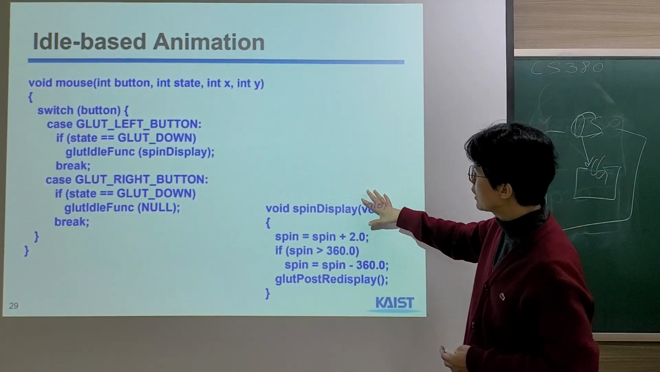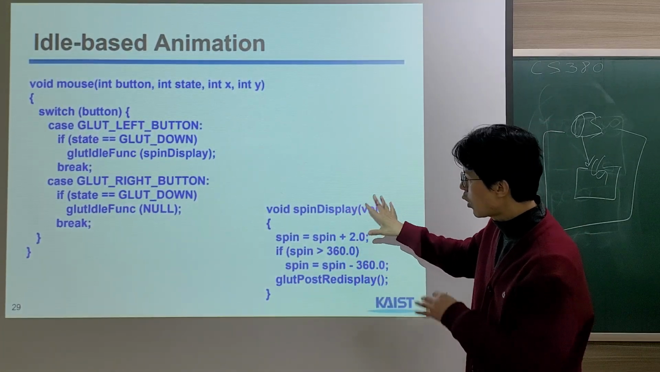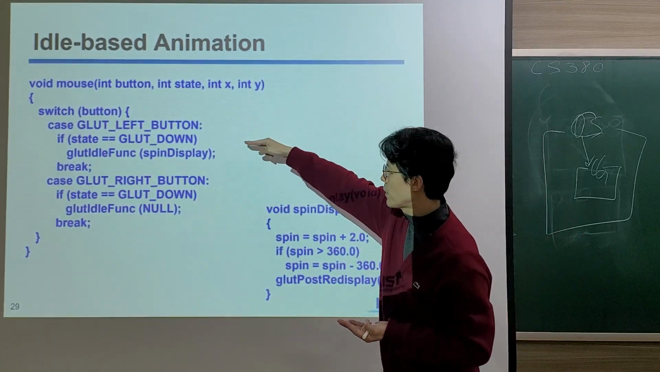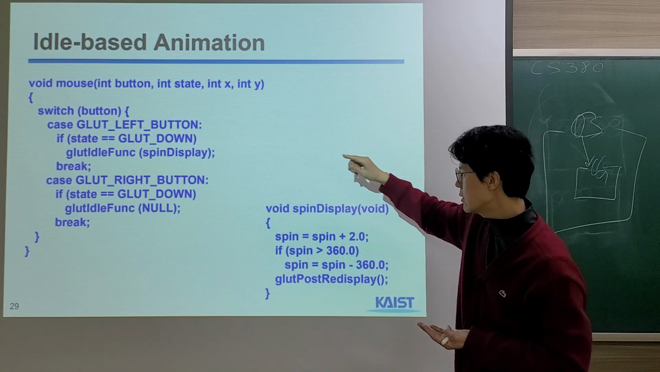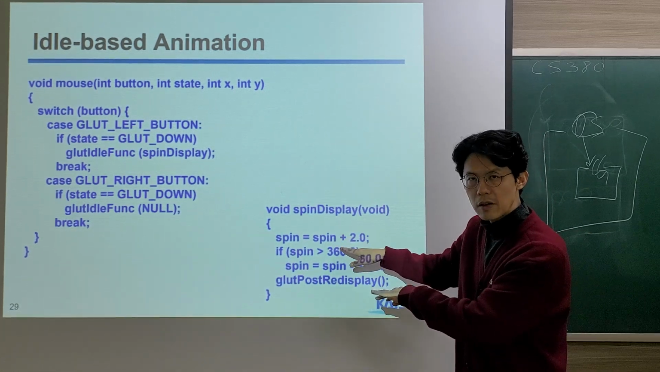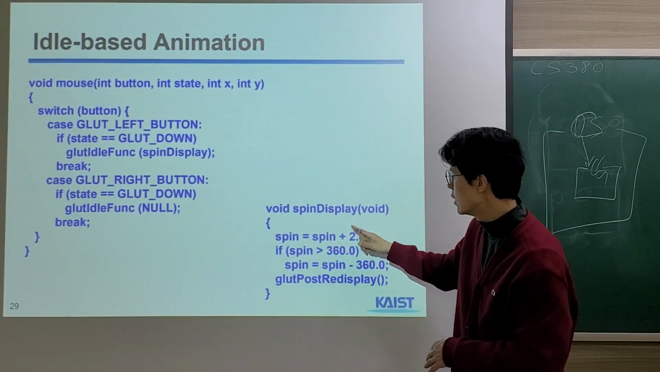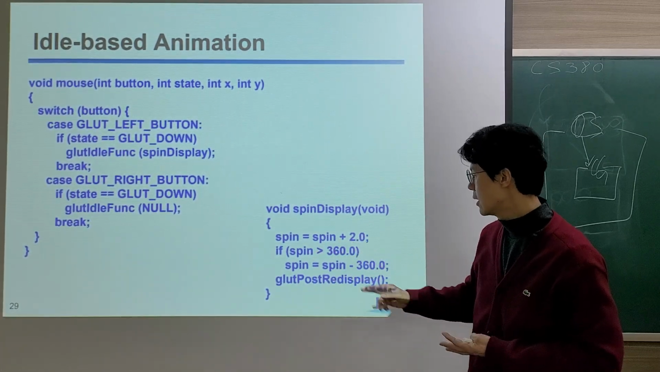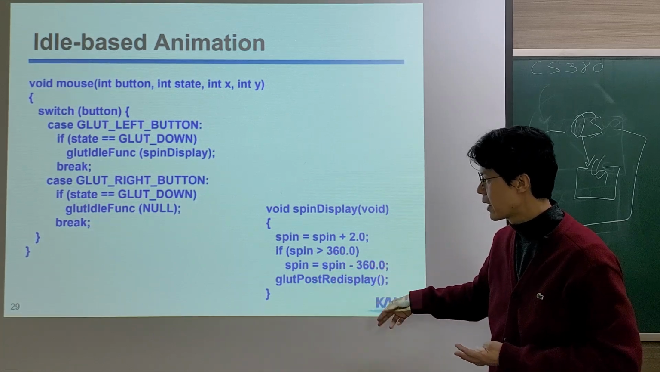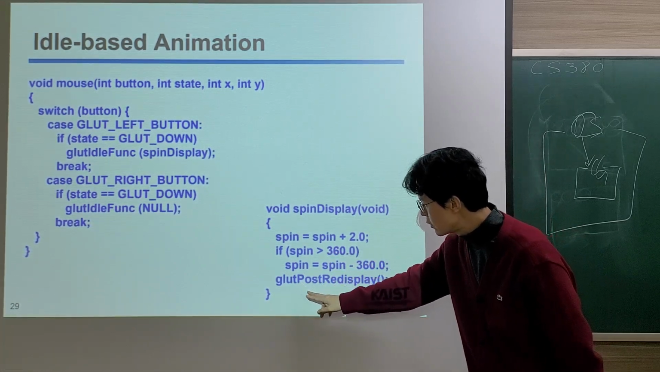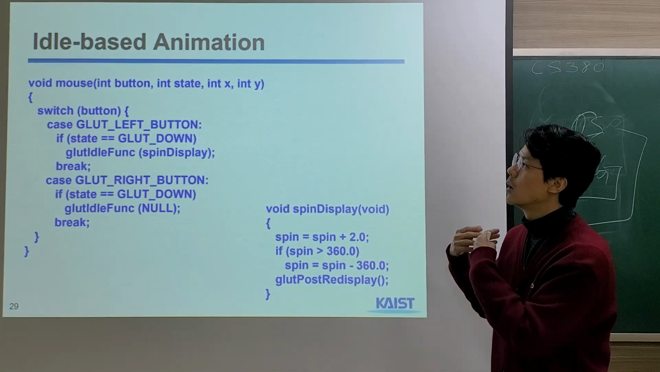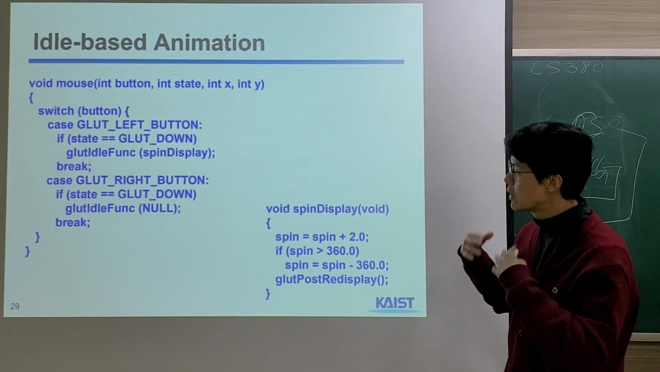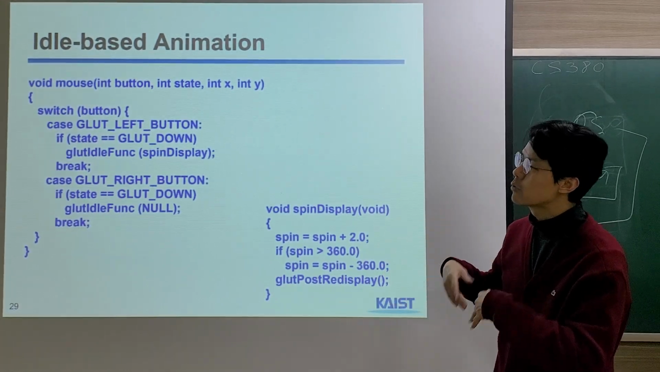So then what are we doing in the spin display callback function? Nothing happens when I click the left button up. When I click the left button down, I add to the spin value. Here we finally change the spin value. We add 2 degrees. Once the spin degree is more than the full 360 degrees, we reset it to 0. And then we call GLUT post display. It lets the OS know that nothing else is going on, and to just redraw my screen.